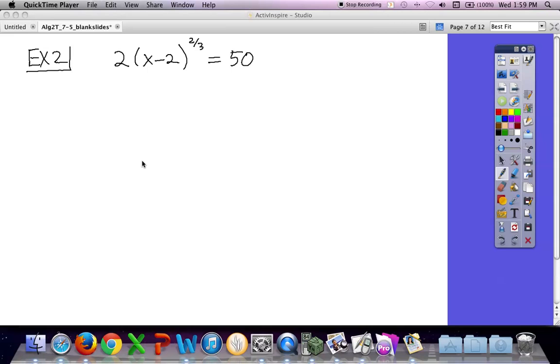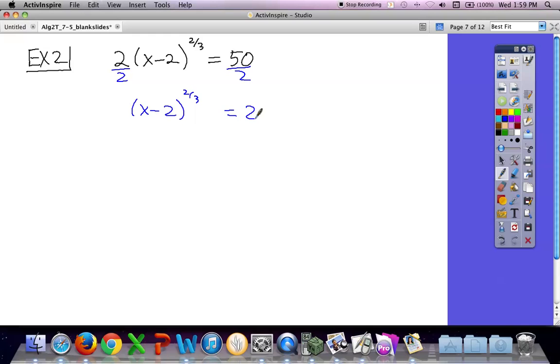Okay, so can we all see the exponential or the radical? The radical in this case is this x minus 2, which is being raised to the 2/3. So what do I have to do to isolate it? Divide by 2, right? Both sides divide by 2. So now we've got x minus 2 to the 2/3 equals 25.